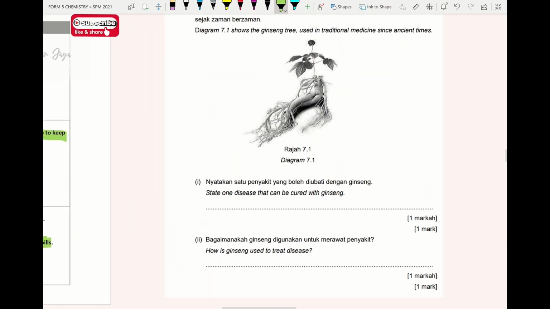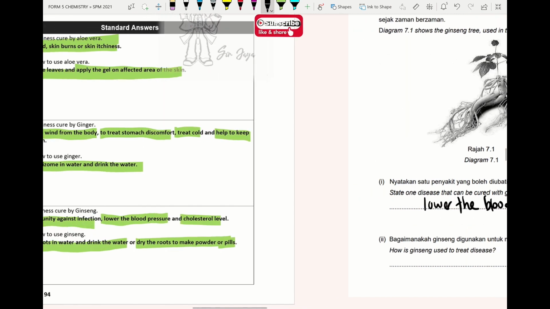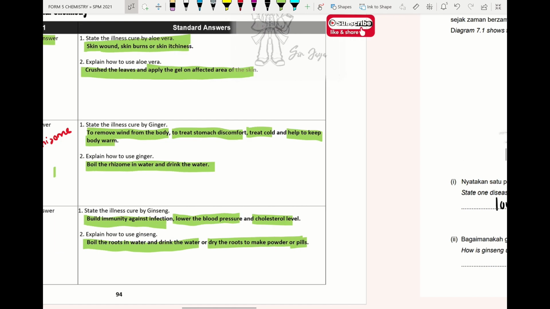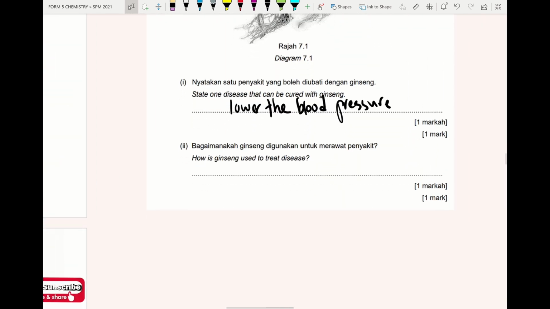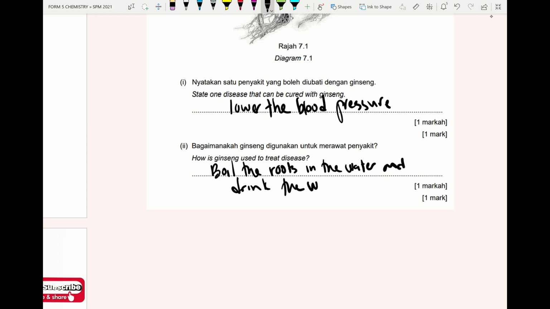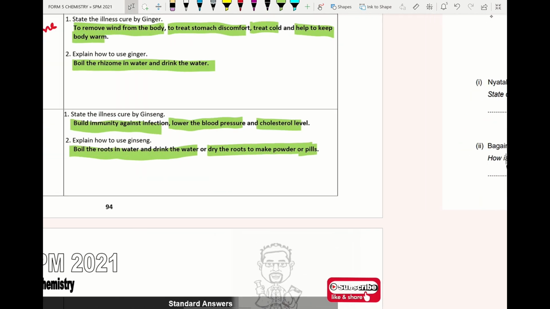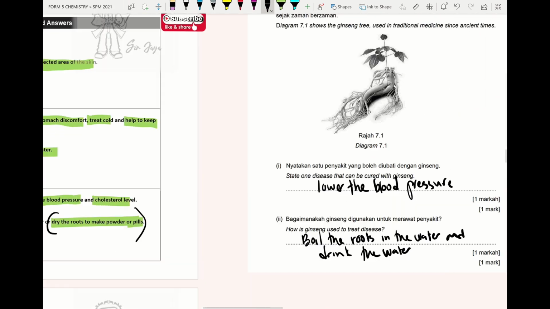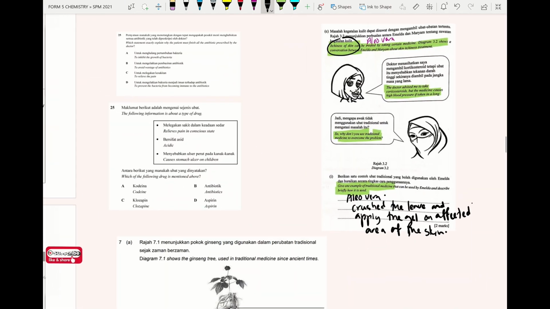All right, take this question. State one disease that can be cured by ginseng. So it's used to lower the blood pressure, and one more, we can lower the cholesterol level in the blood. All right, how to use the ginseng? We boil the root in the water and drink the water, or we can dry the root to make powder and take it as a pill. All right, we try to check a few questions.